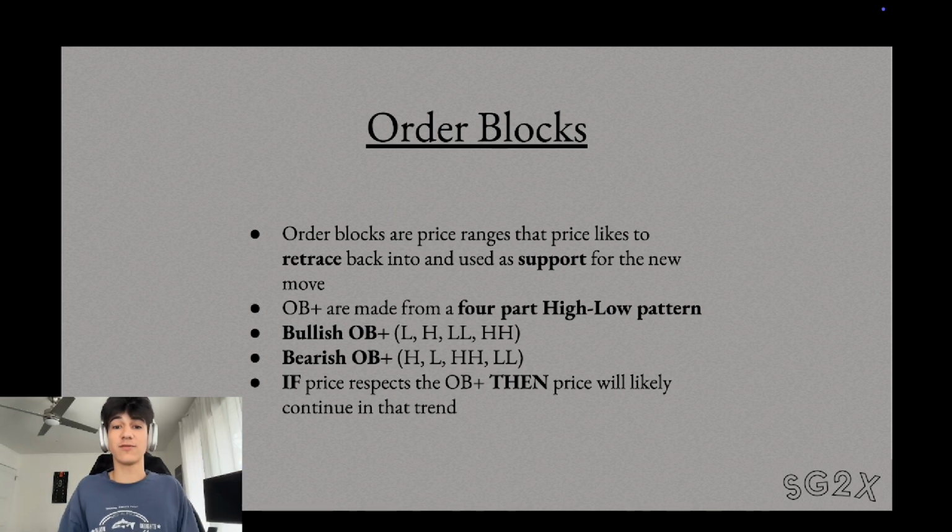An order block is made from a four-part high-low pattern. A bullish order block goes to a low, to a high, to a lower low, to a higher high. And then a bearish is quite the opposite. It's a high to a low, to a higher high, to a lower low. And then if price respects the order block, then price is likely going to continue down the new trend.